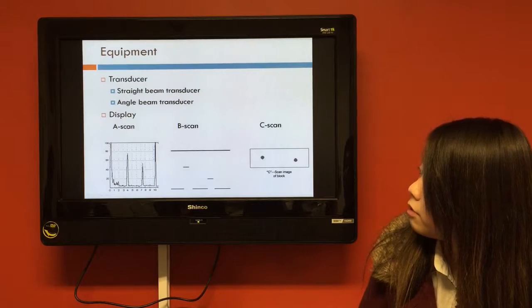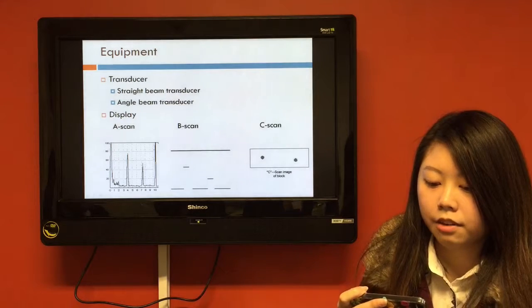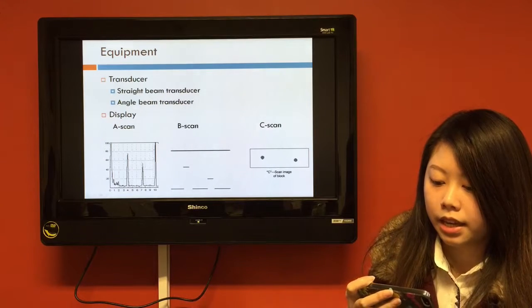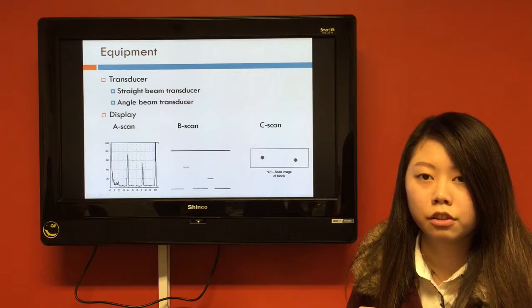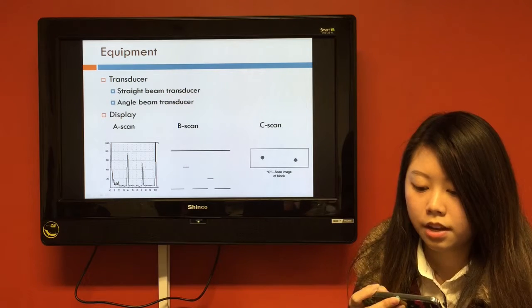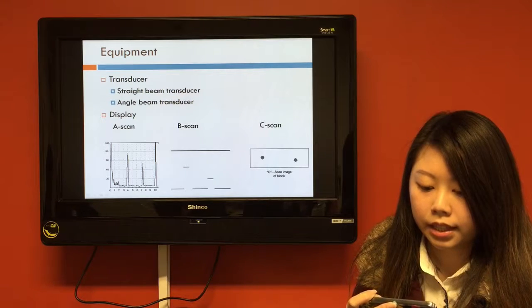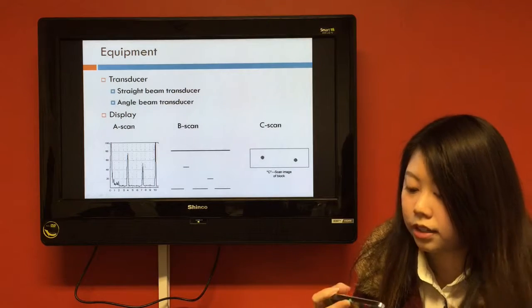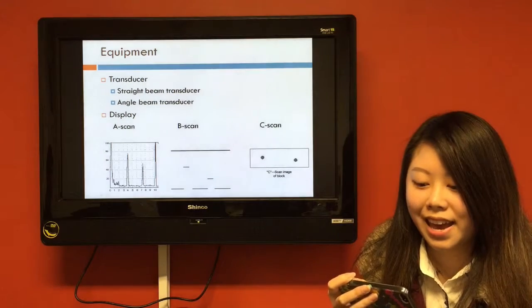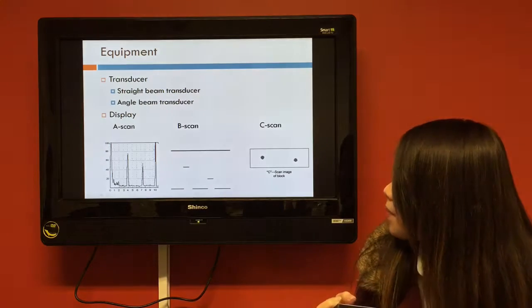For displays, there are three types of display presentation. The A-scan display is shown with a conventional ultrasonic flaw detection equipment, and the display presents the data in a horizontal baseline and vertical deflection based on the amplitude.